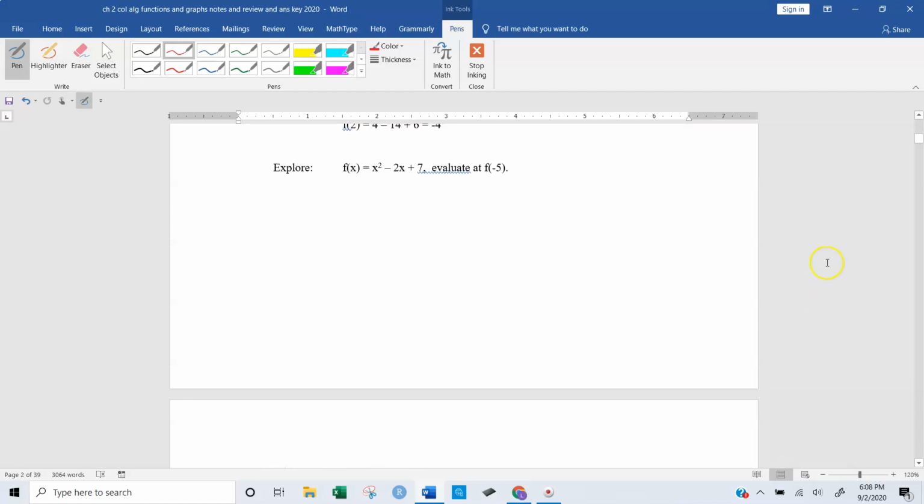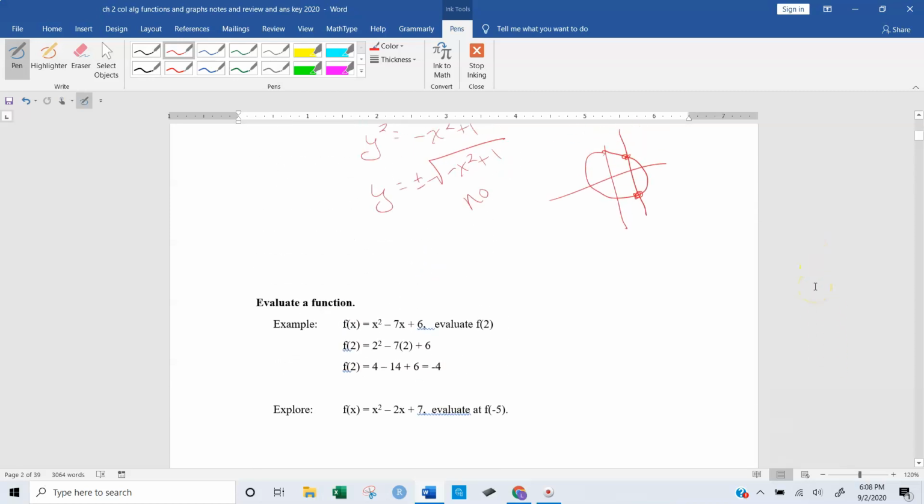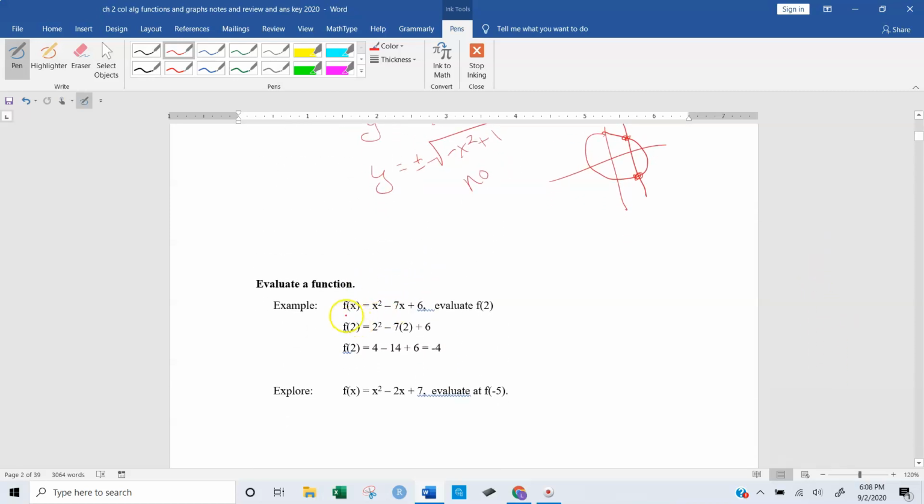Evaluate means I'm asking you to take out the x and plug in what it is worth. So here I'm giving you a function and I'm saying evaluate at f of 2. So f of 2, I replace the x with 2, so I replace all the x's with 2. You're using substitution and calculating.